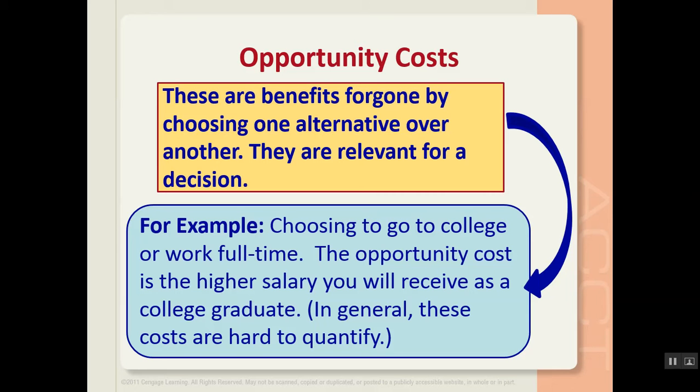Opportunity costs are a benefit that you give up when you choose one option versus the other. An example here is choosing to go to college or working full-time. While you may make money immediately working full-time, you're giving up the future benefit of a potential higher salary if you receive a college degree. That's called your opportunity cost. It's that higher salary that you're potentially giving up.